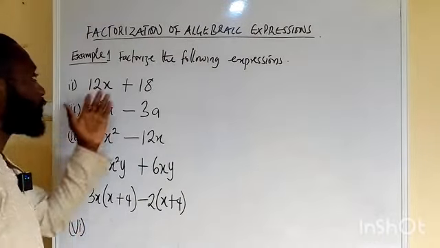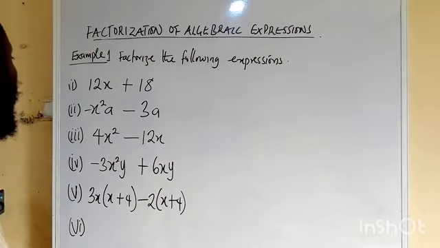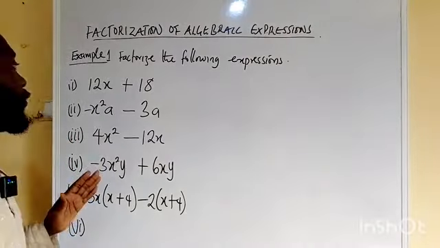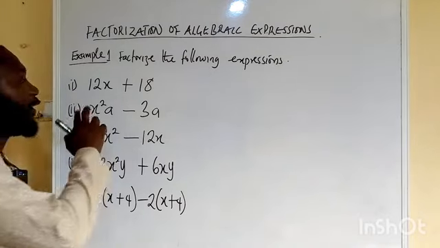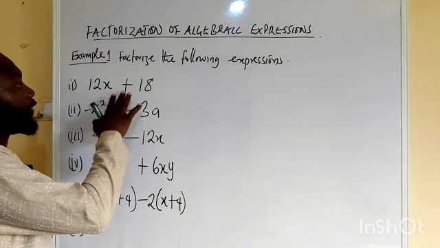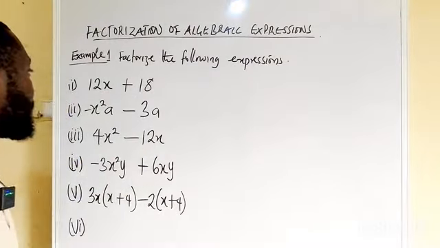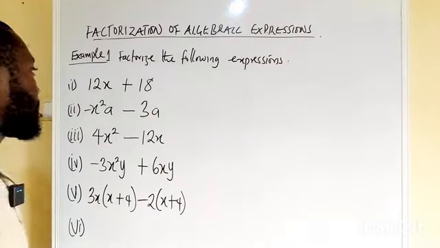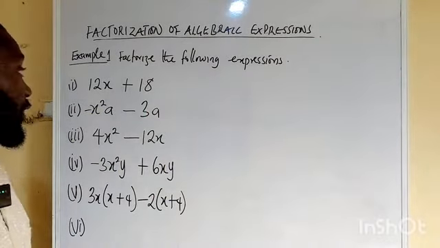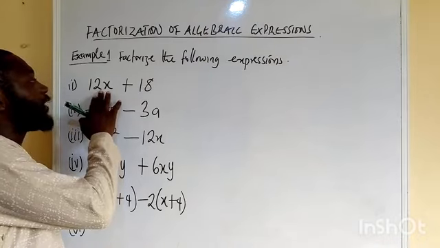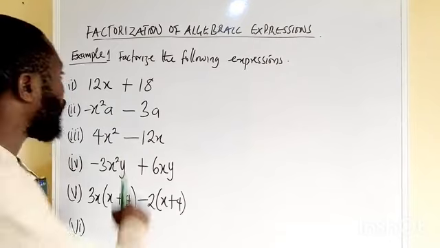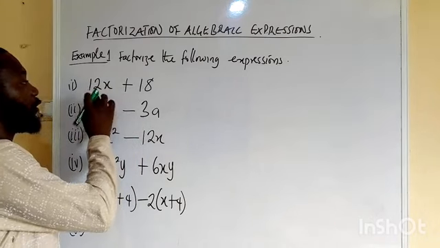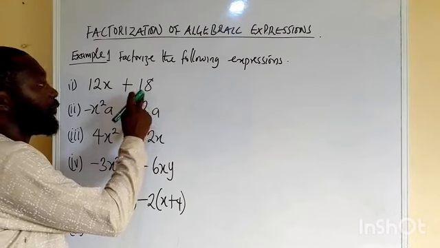Now, let's consider the following examples. So, we are starting from the basic part of factorization. From the first example here, we have 12x plus 18. You have to factorize, express this as a product of two expressions. What you simply need to do is find the highest common factor of these two terms. So here we have 12x, plus 18.